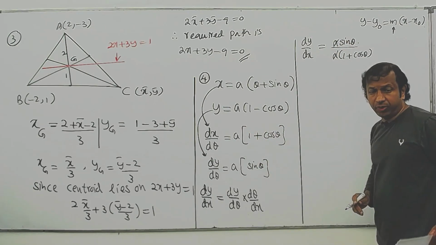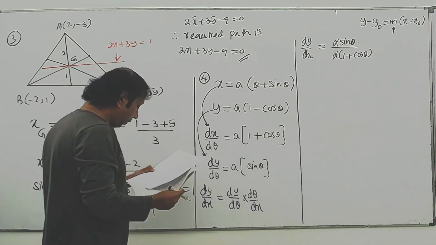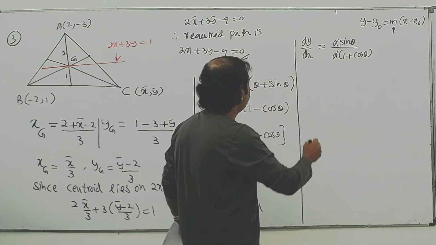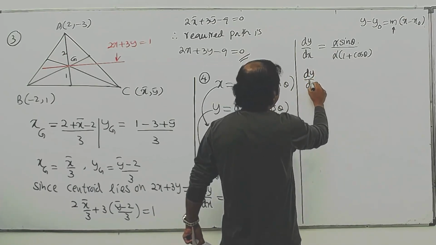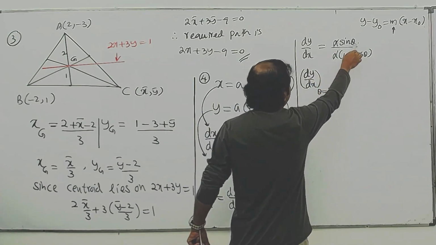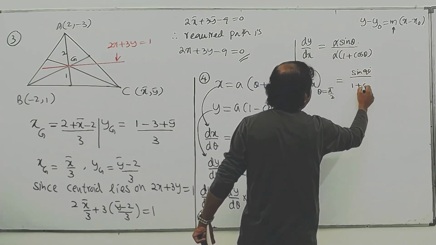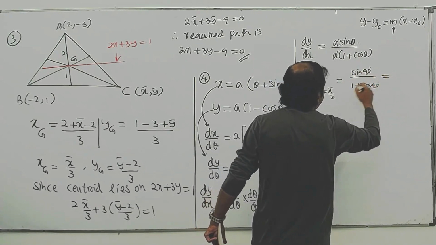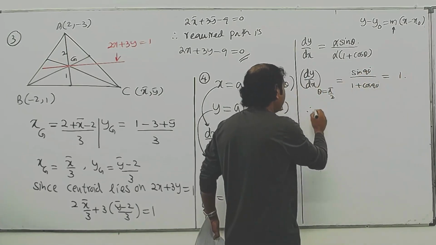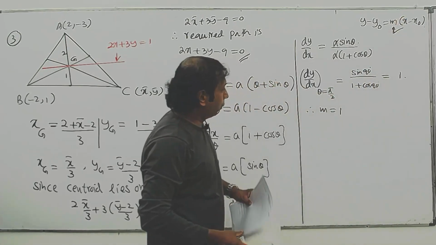Now we are asked to find the tangent at the point theta equals pi by 2. dy by dx is the gradient, so we need the gradient at theta equals pi by 2. Put pi by 2 here: we get sin pi by 2, which is sin 90, over 1 plus cos 90. Sin 90 is 1 and cos 90 is 0, so 1 by 1 is 1. That means the gradient is 1.